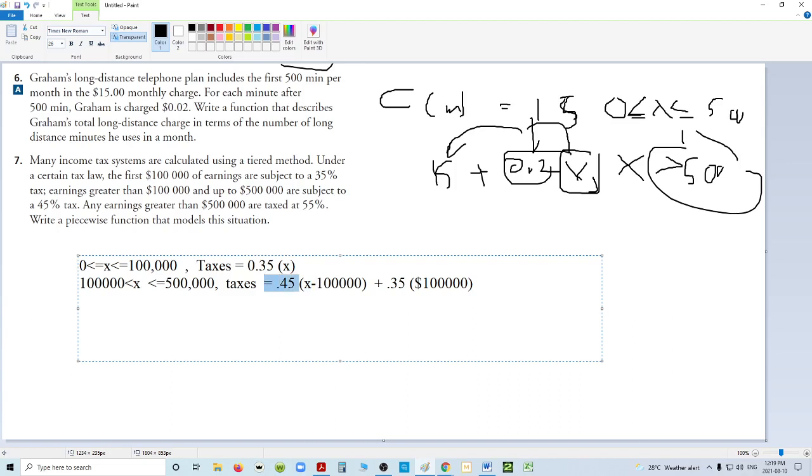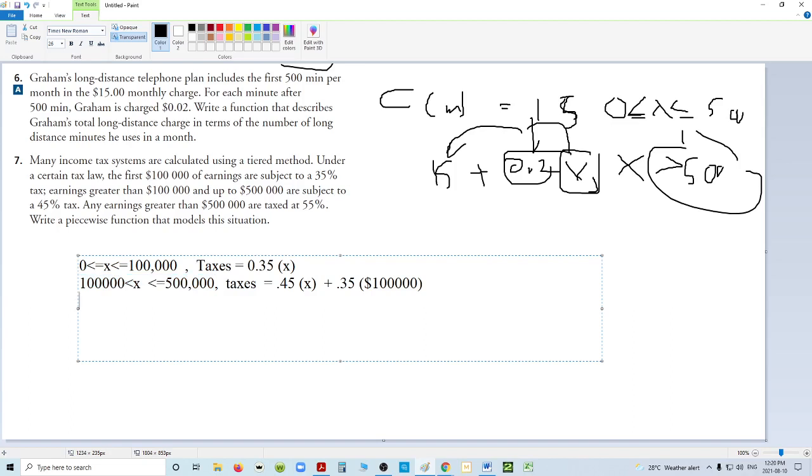And the reason you do that is because otherwise you get double taxed. If I just did 0.45 times x, it's going to calculate the 0 to 100,000 that we already paid 35% on, and that's not how tax works. They're making you pay 45% on the tax from 100,000 to 500,000, and then you have to pay the full 35% on that first 100,000. Because obviously, if we're in this tax bracket, we've already exceeded 100,000.